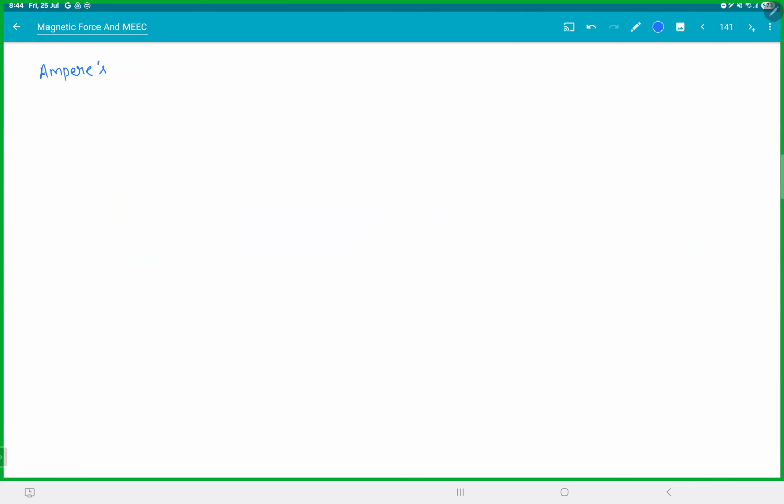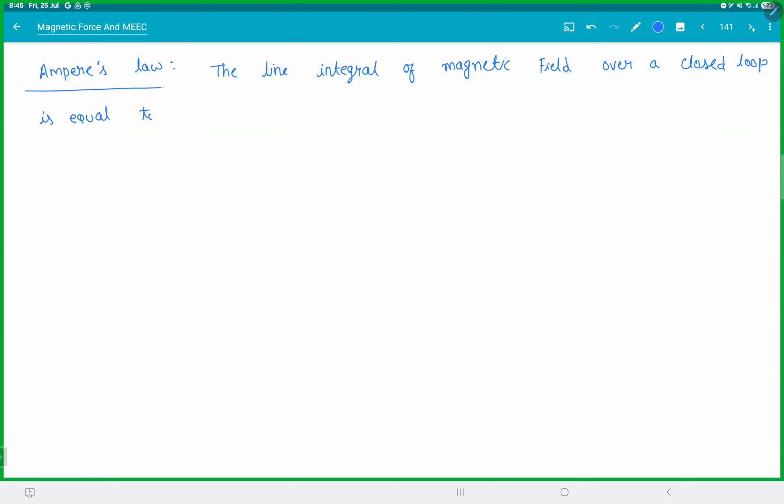So let's see. We will also derive this thing using Biot-Savart's law. So what Ampere's law says is, again, initially this was done experimentally. The line integral of magnetic field over a closed loop is equal to mu naught times the current crossing the loop.